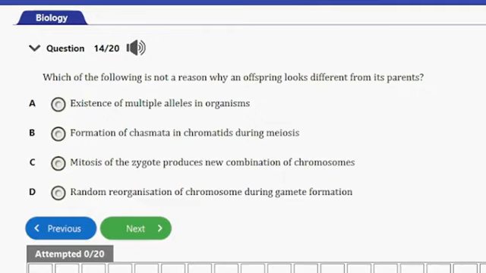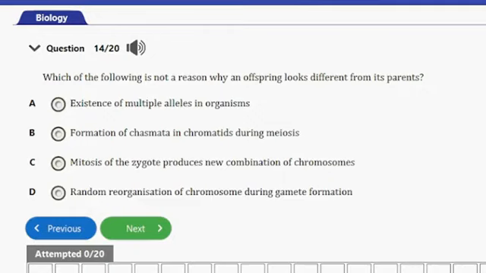A. Existence of multiple alleles in organisms. B. Formation of chiasmata in chromatids during meiosis. C. Mitosis of the zygotes produce new combination of chromosomes. And then D. Random reorganization of chromosomes during gamete formation. So guys, the answer to this question is option C here.